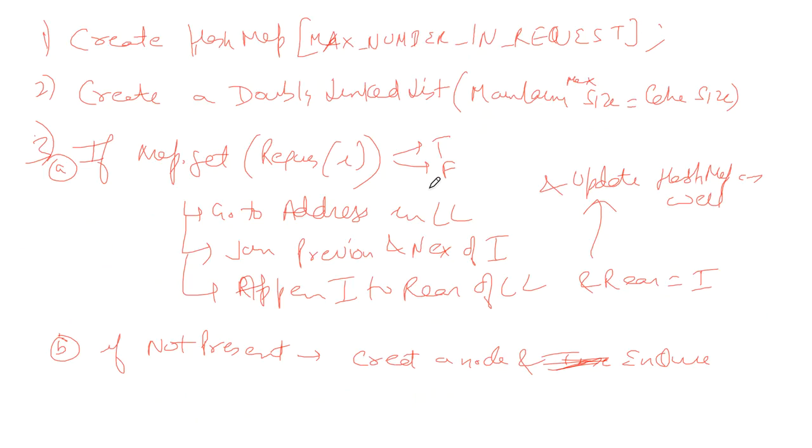So for that I will write this step. If not present, then you will create a node. The 3A is only for the inputs 1, 2, 3, which are present in the map. For 4, it is not yet present. So for 4, you will create a node, add it in the queue, and I will add it to the map as well.